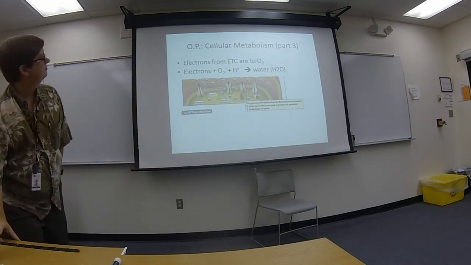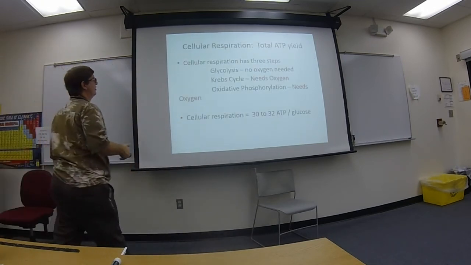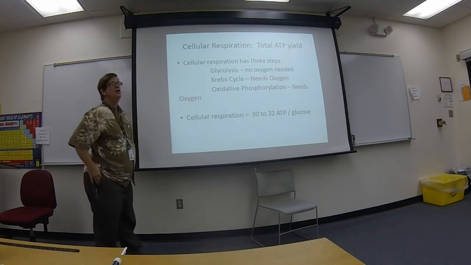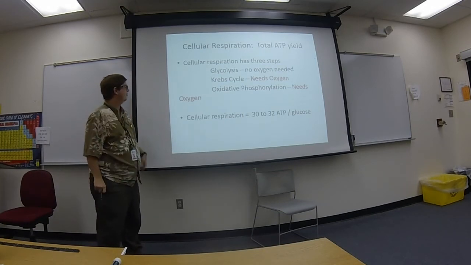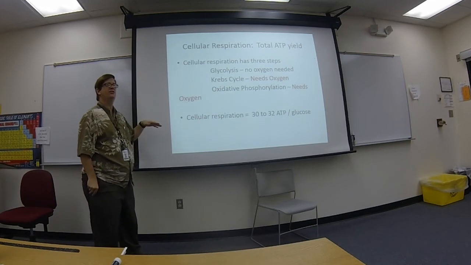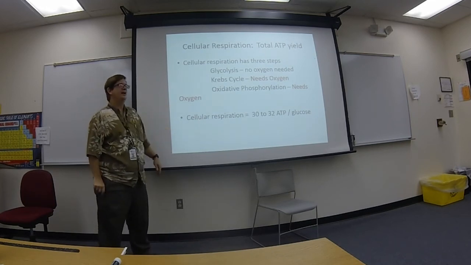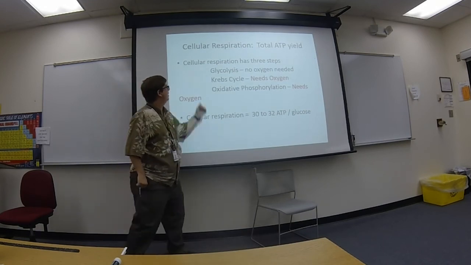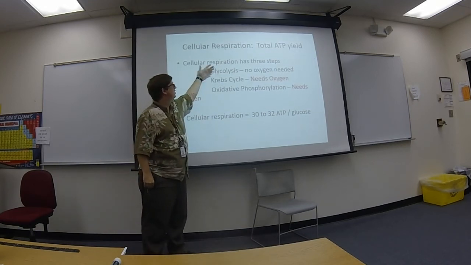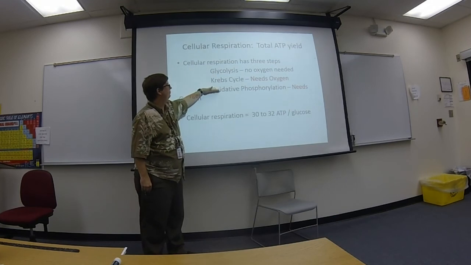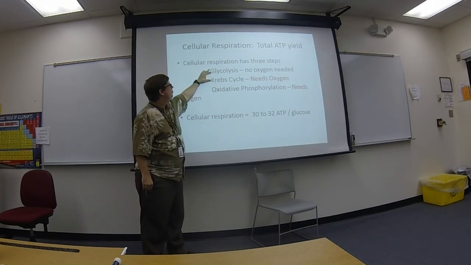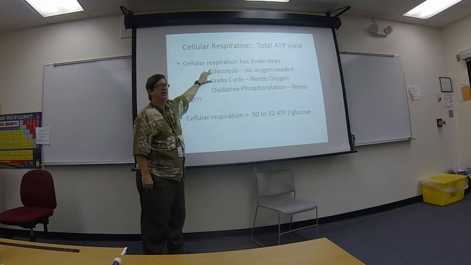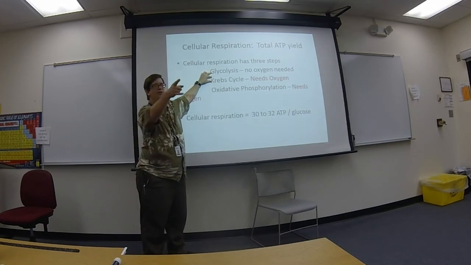Cellular respiration, the total yield. You're right, 36 if you did things perfectly. Most of the time we get 30 to 32. So 30-ish. That's why I said 30. So cellular respiration, 3 steps. Glycolysis, we don't need oxygen. Krebs, we need oxygen. Oxidative, we need oxygen. If we go from glycolysis to Krebs, we need oxygen because we have to make the Megan what?